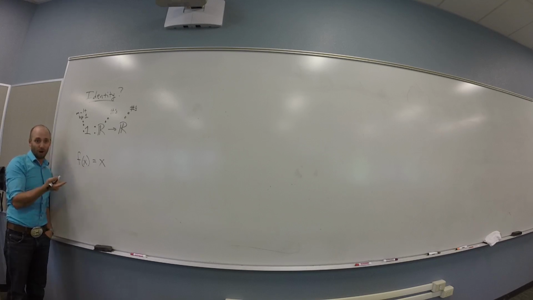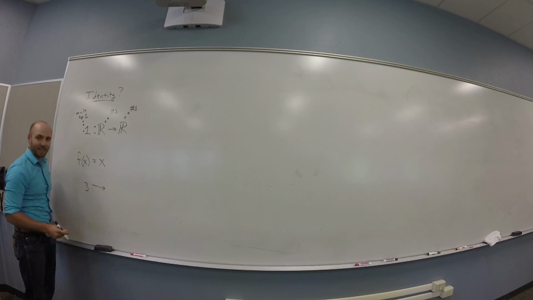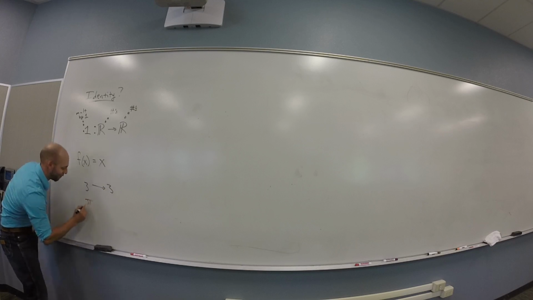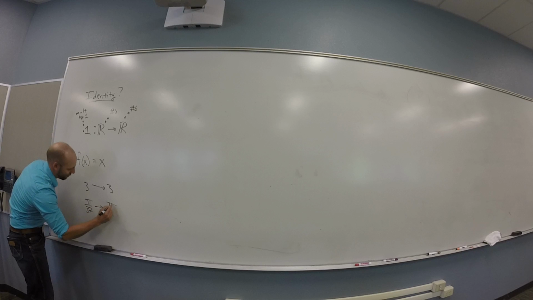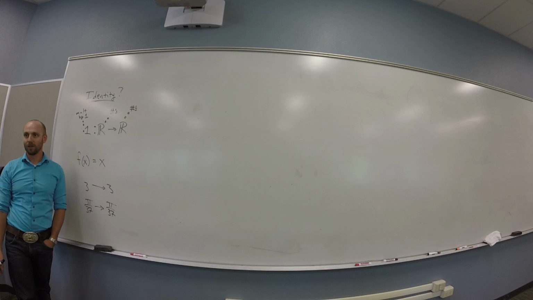This is really boring, right? This thing, for instance, takes the number 3 and gives you 3, or the number pi over 37 and gives you pi over 37. This is a really dumb function, right? This just gives you back what you started with.